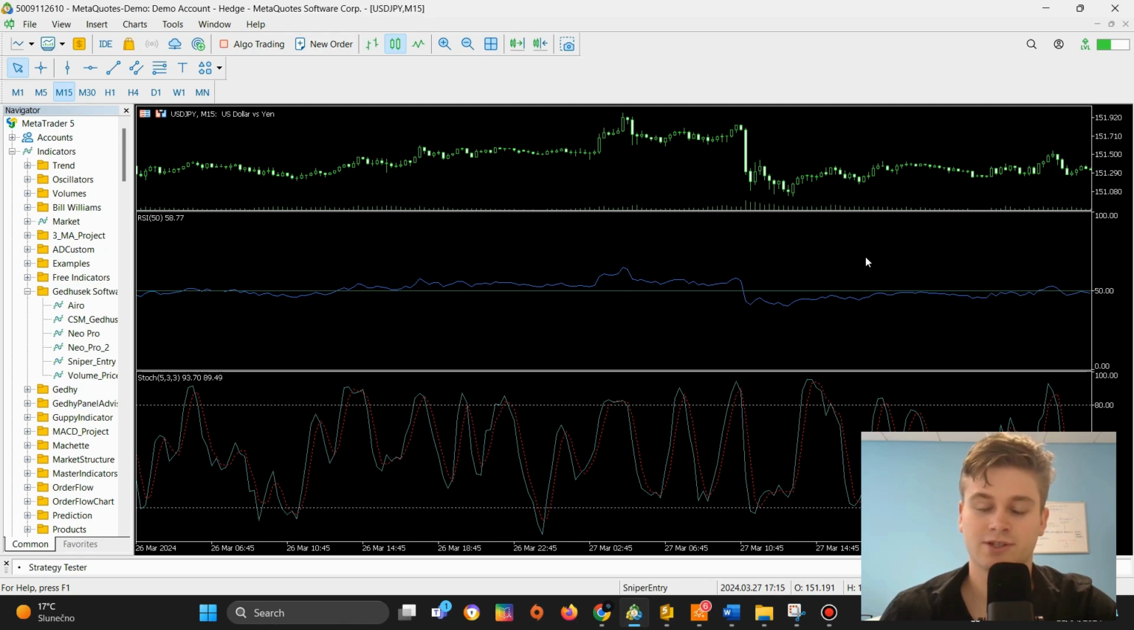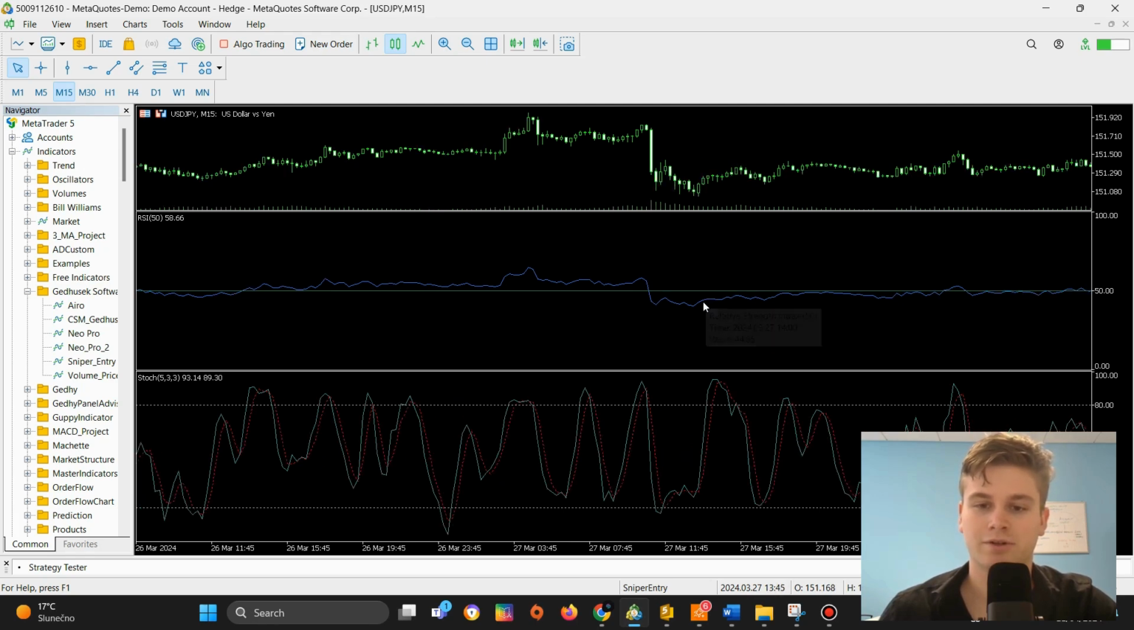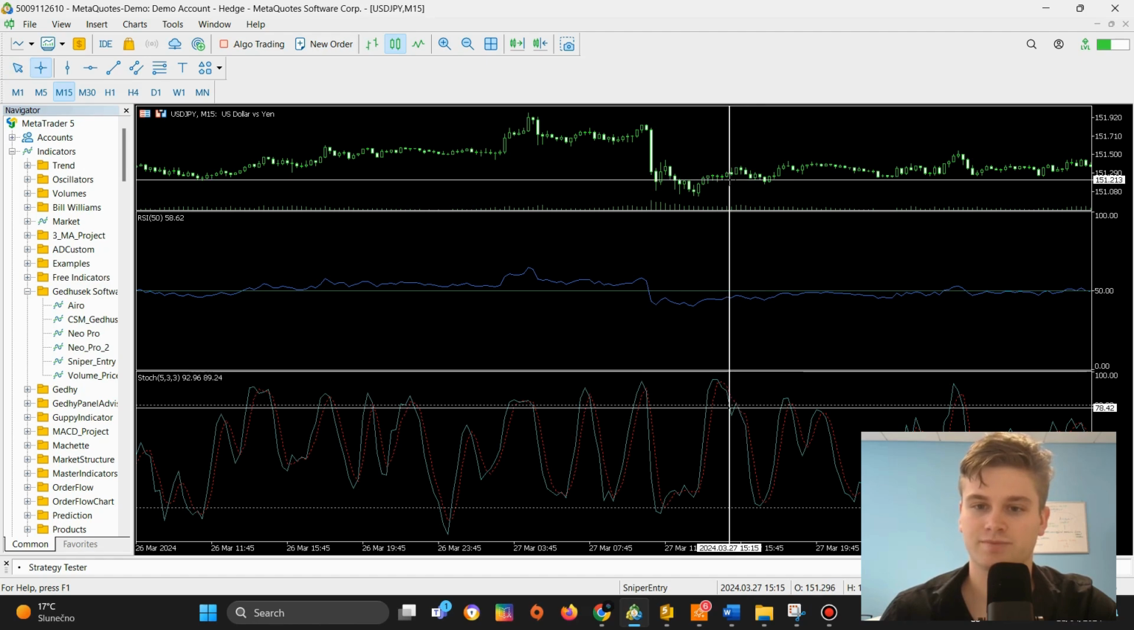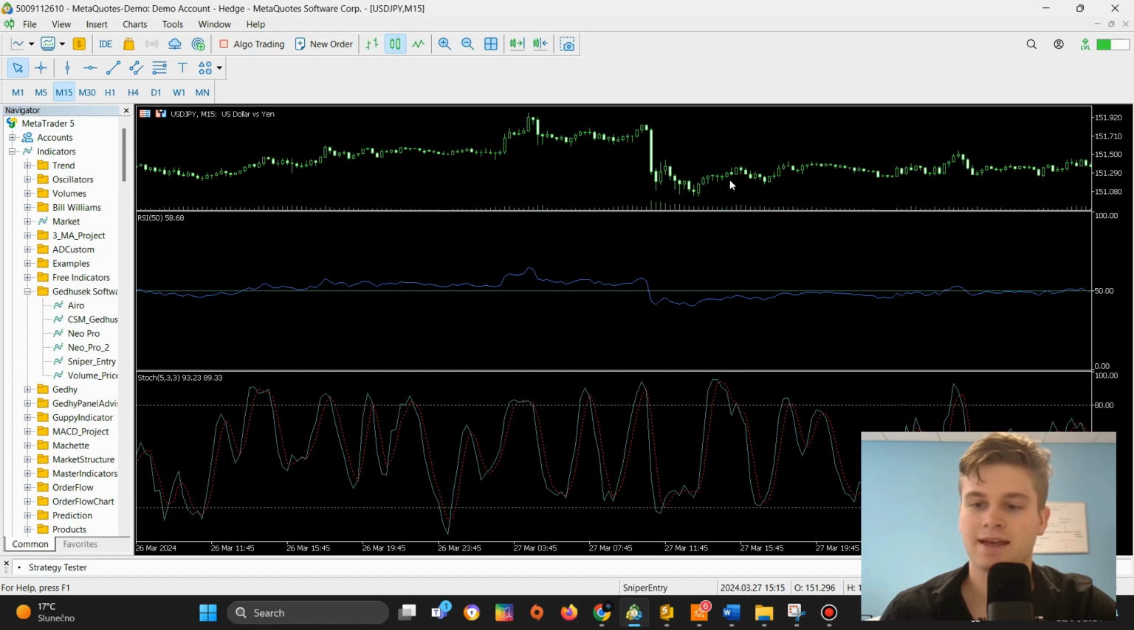For a sell position, it's the same. I wait for the RSI to go below the level of 50, and then I wait for a pullback on the stochastic indicator, which happens at this point. So right here, I would open a sell position. The idea is pretty simple, and I just want to see if this is something that can be profitable or not. So let's get to it.